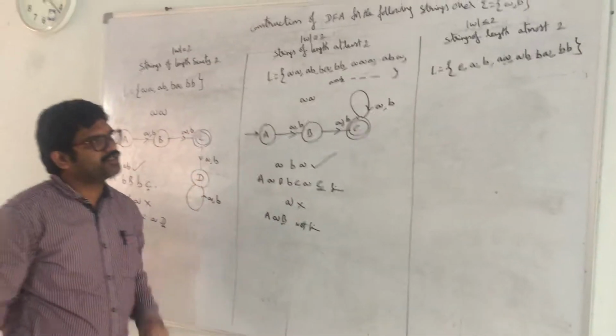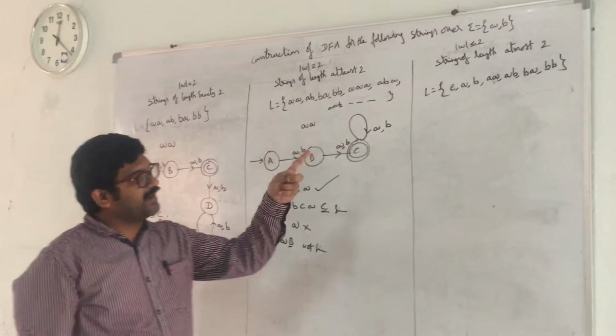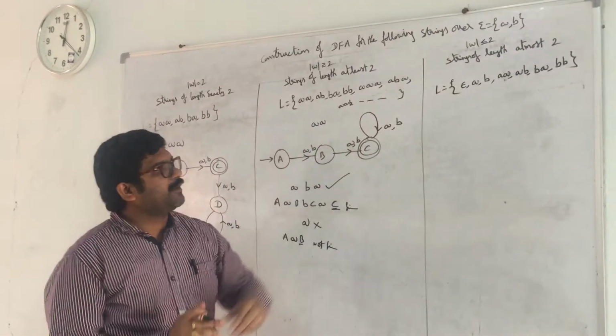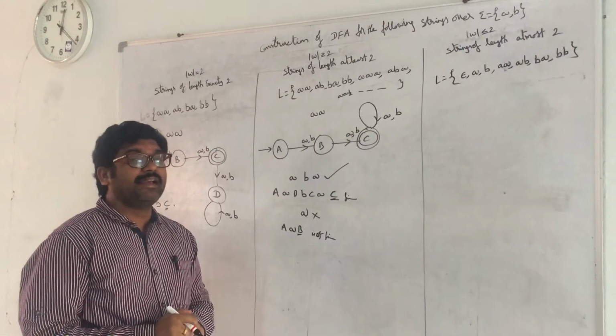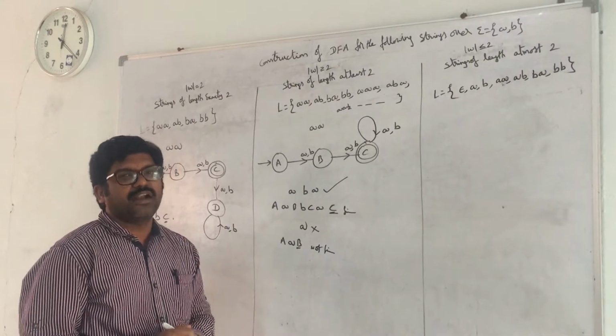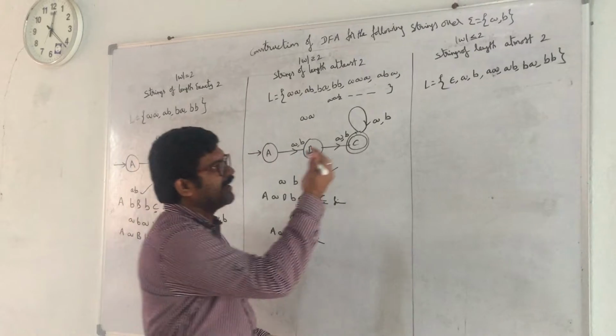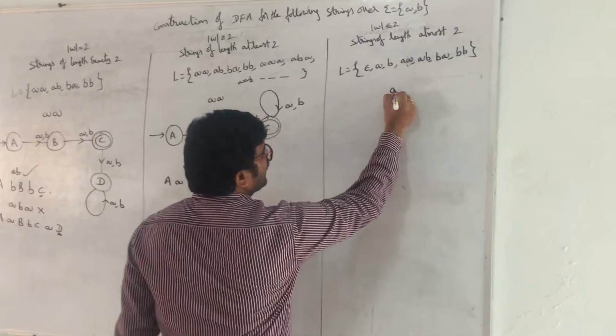Now look at the language. Is the language finite or infinite? It's finite, right? So finite means you need to take the greatest length string and draw the skeleton. So what is the greatest length string? 2 is the greatest length string. So you can take any one. Let us take, once again, AA only.